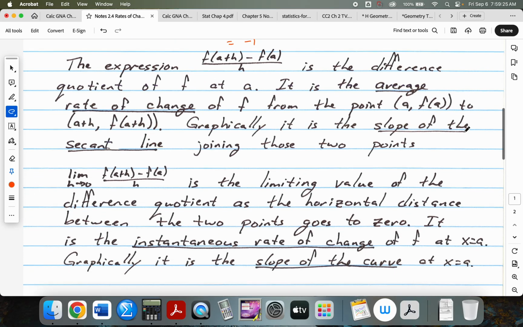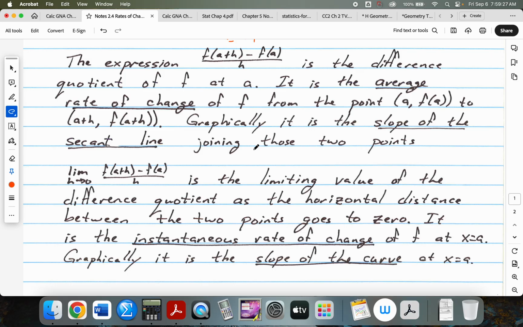All right. So this expression, f of a plus h minus f of a all over h, is called the difference quotient of f at a. It's the average rate of change of f from the point a, f of a, to a plus h, f of a plus h. Graphically, it's the slope of the secant line. We talked about this. We just didn't talk about this being called the difference quotient.